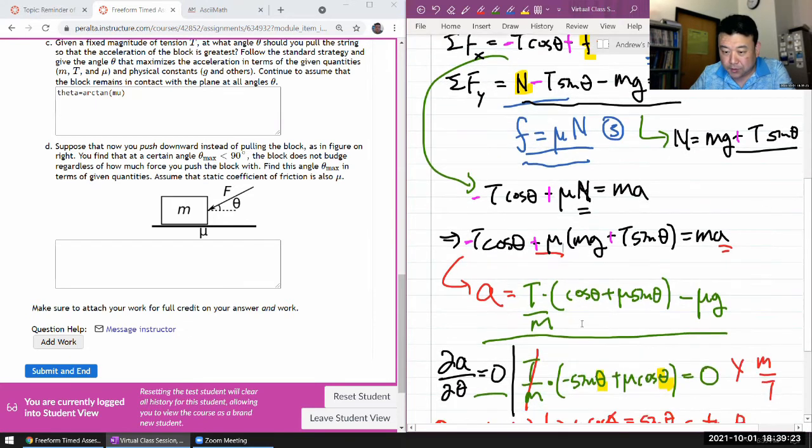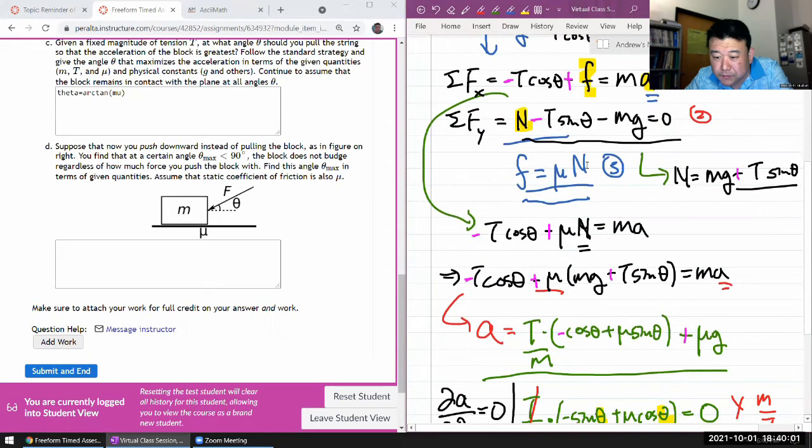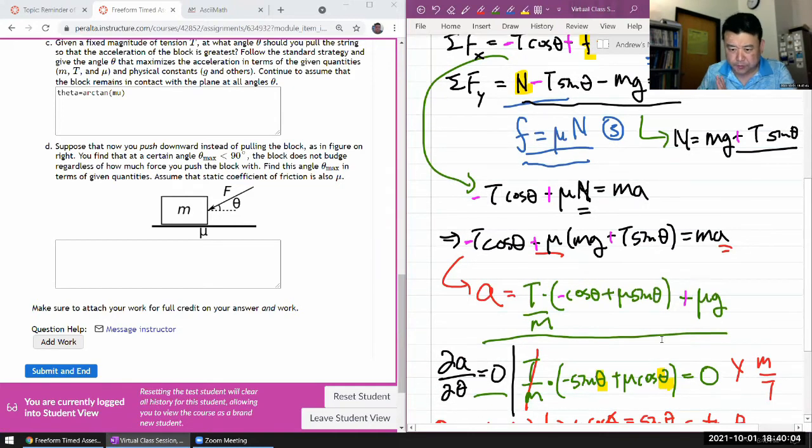Okay, I think I'm almost there. So looking at the signs, I have t, and so I should have plus mu sine theta and minus cosine theta. I might have said something wrong with the friction, but I think I have enough to go on here.